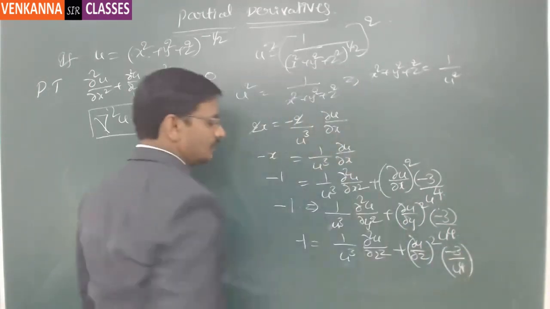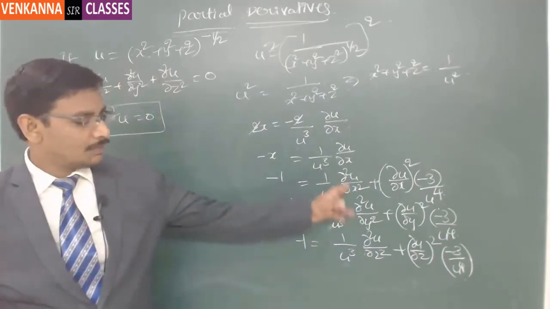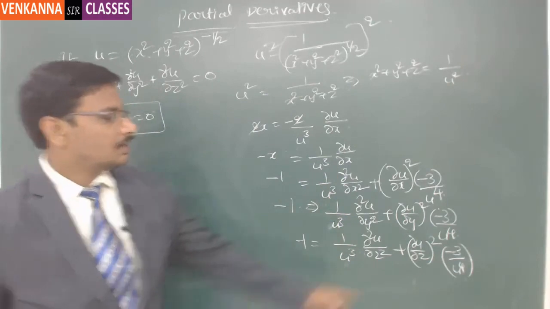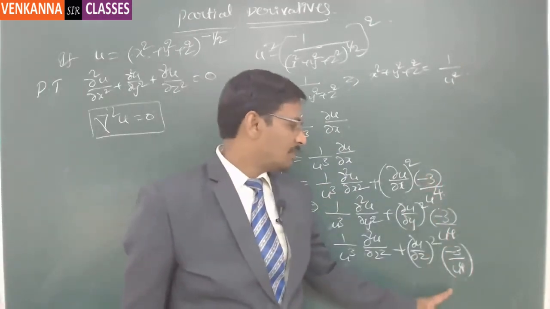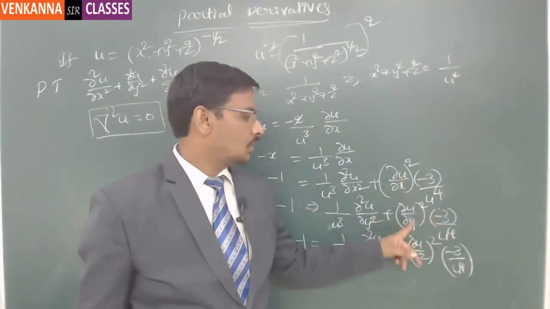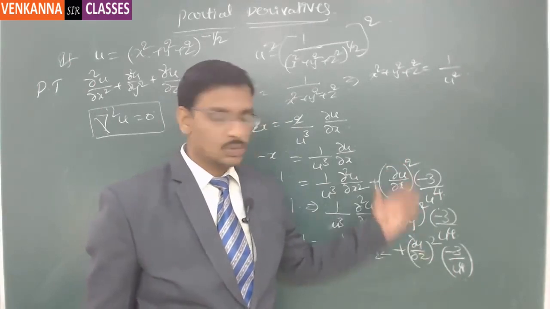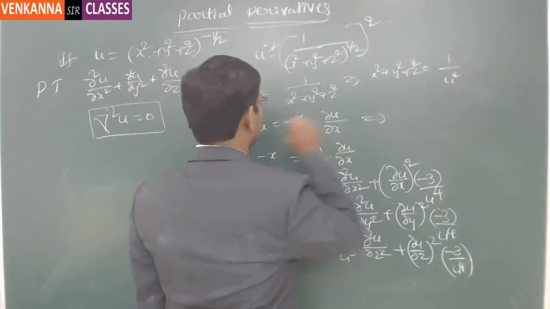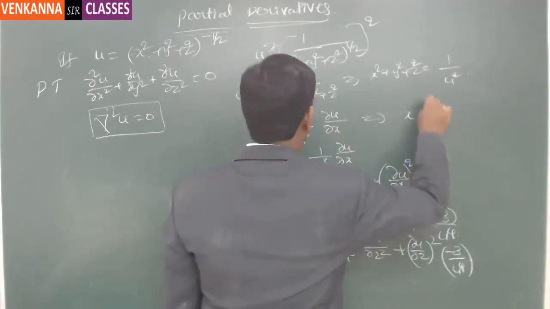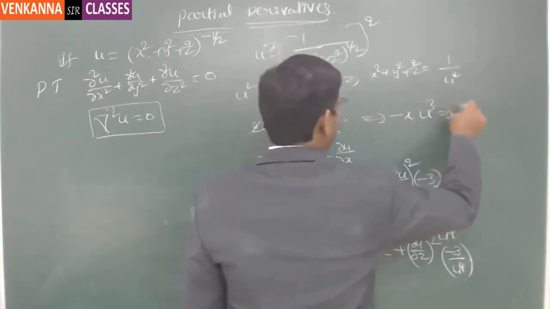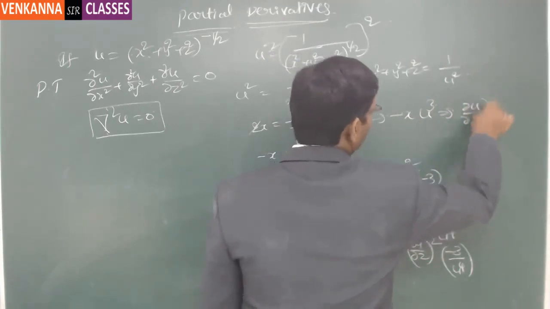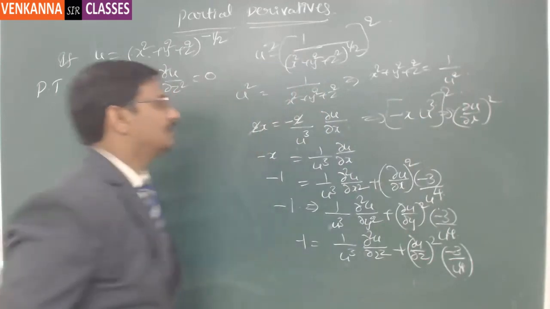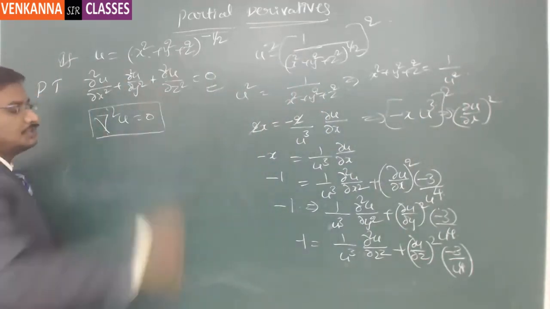Now if you add all these together, you will get the Laplace equation with a common factor of 1 by u cube, and minus 3 by u power 4 will be common, with dou u by dou x, dou u by dou y and dou u by dou z squared and added. Dou u by dou x is nothing but minus x into u cube. Now if you square it on either side and simplify, finally it will lead to 0.